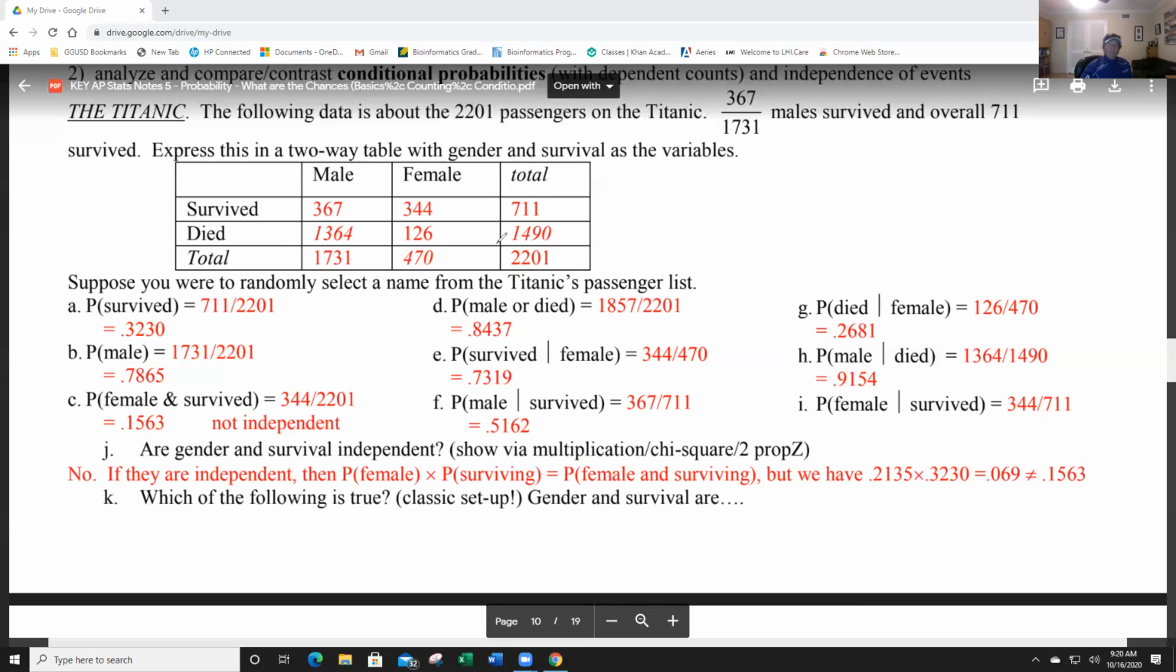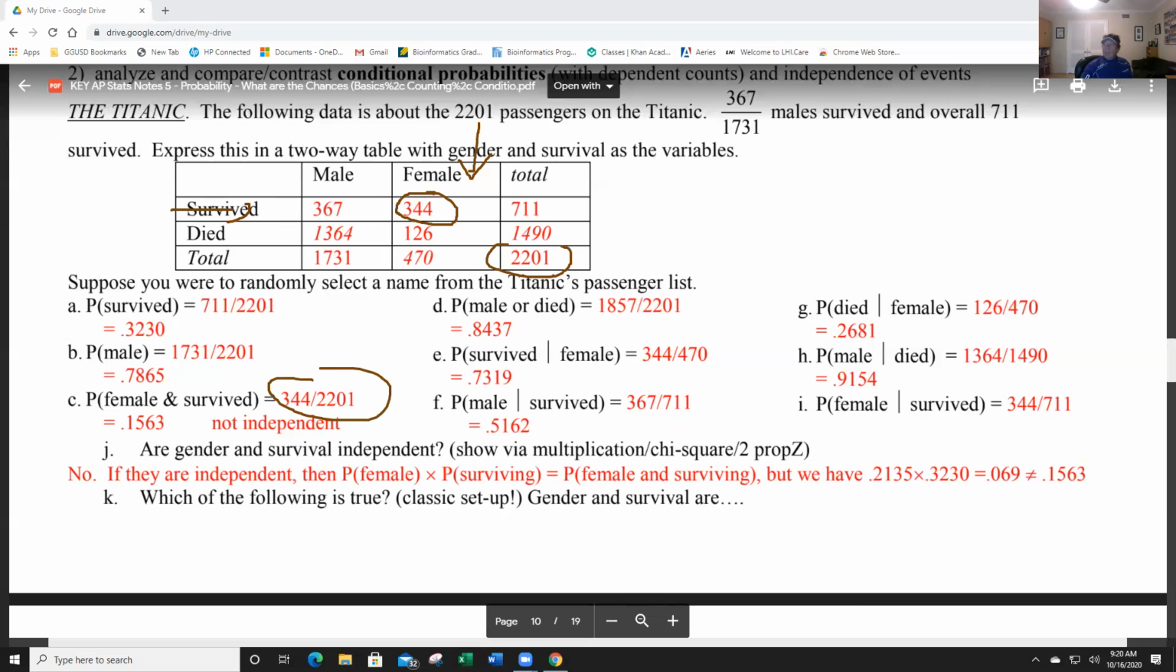Okay. C, what are the chances they were female and survived? Female and survived. Well, and means multiply if they're independent events. But these weren't, you already know. Plus, there's a table to actually get the right answer. That's 344, female and survived, meets both qualities. It's a two-way table, female and survived, 344 over 2201. You see the answer right there, okay?